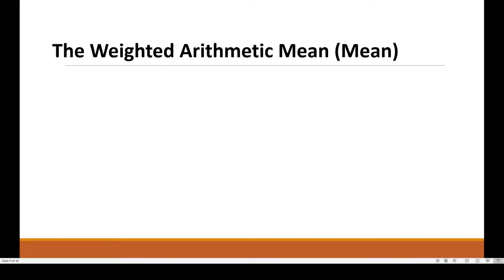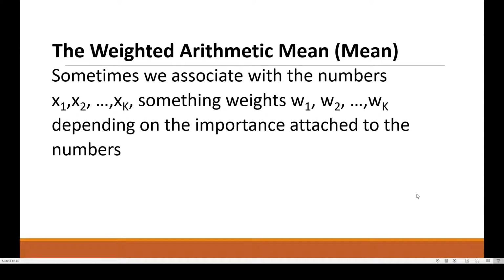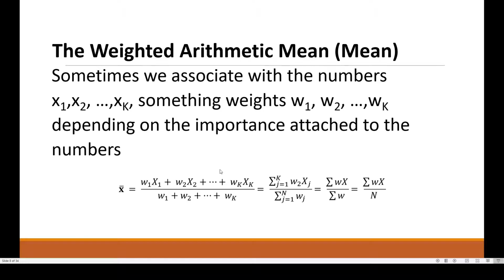So let's proceed with the weighted arithmetic mean. Sometimes we associate with the numbers x sub 1, x sub 2 until x sub k something weights w sub 1, w sub 2 until w sub k, depending on the importance attached to the numbers. The formula of the weighted arithmetic mean is w sub 1 times x sub 1 plus w sub 2 times x sub 2 until w sub k times x sub k over w sub 1 plus w sub 2 until w sub k, or simply it is the summation of w times x over n.